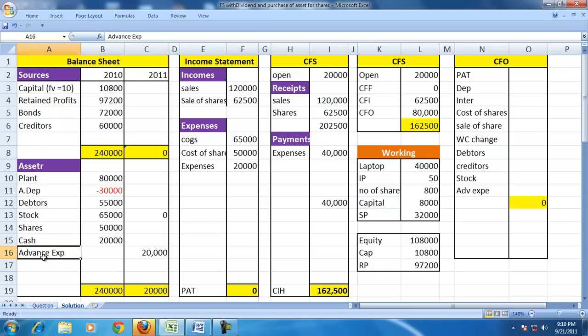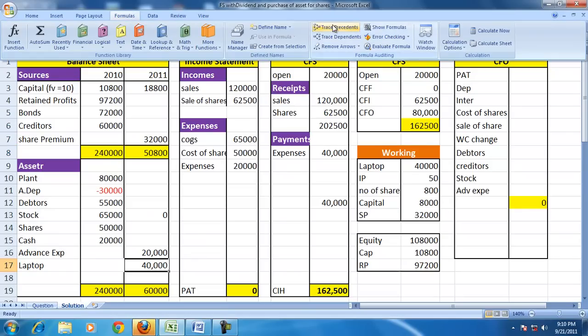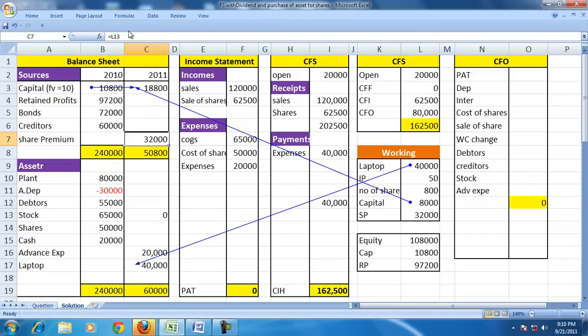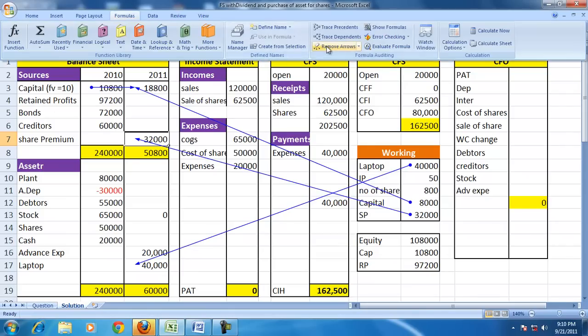So because of the purchase of laptop, the asset will increase by 40,000, but the corresponding increase will be on the capital. So the capital will increase by 8,000, and share premium will be the balancing figure, 32,000. So in this case, the acquisition of asset resulted in increase in equity in the form of capital and the share premium. So the asset increased by 40,000, and the corresponding source is the capital and the share premium respectively.